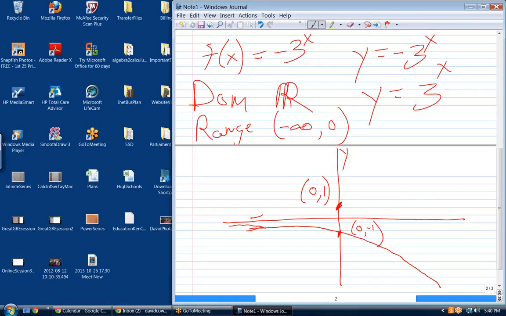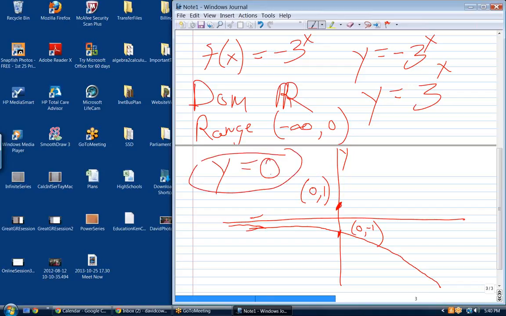And then the last thing was asymptotes. What kind of asymptotes do we have on this? Just a horizontal at 0. Y equals 0. Okay. In other words, an asymptote is the equation of a line. So it's got to be a y equals something or an x equals something.